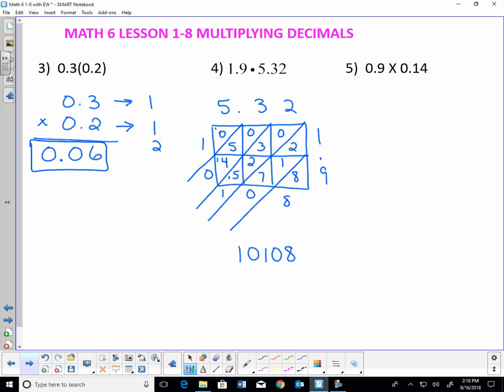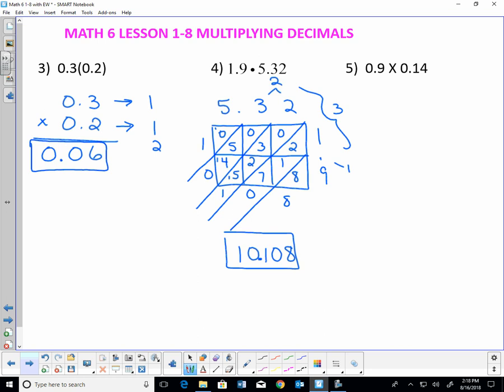I have 2 digits after the decimal point here, 1 digit after the decimal point here, so I need a total of 3 digits after my decimal point. So I have to have 3 digits after my decimal point, so it has to come between my 0 and my 1 right there. So 10.108.